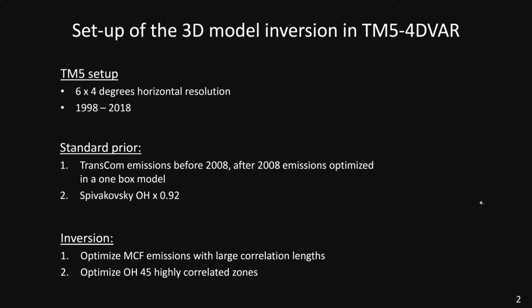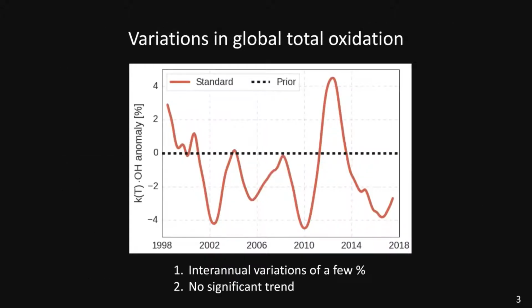So I wanted to talk about two aspects of the results, and this is the first one. These are variations in the total oxidation of methyl chloroform, and for the purpose of this talk, you can treat them as variations in OH. When you look at the y-axis, one thing is clear, and that's that the variations are not so large. We don't need very big variations in OH to fit our methyl chloroform observations, only a few percent, and there seems to be no very strong trend. The trend is very small compared to the variations.